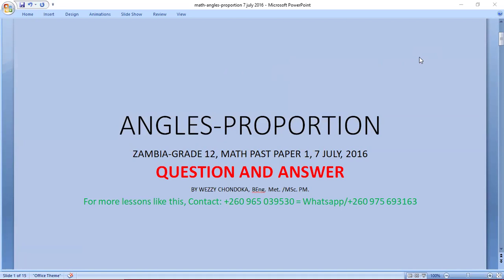Welcome to another lesson in math. We're going to look at a question on angles, proportion, or ratios. Okay, ratios. And this is from a paper that was written on 7th July 2016.